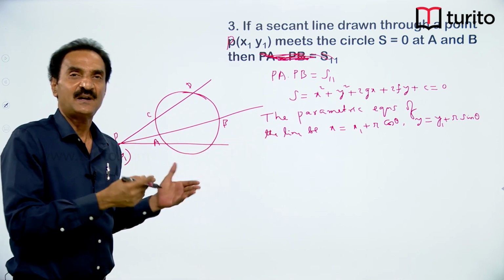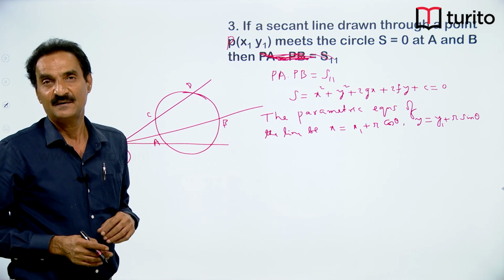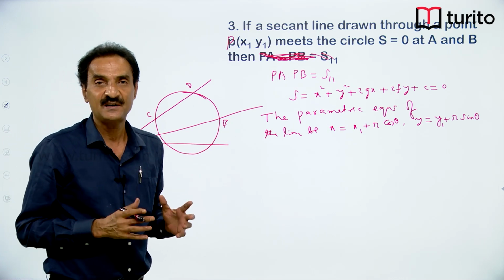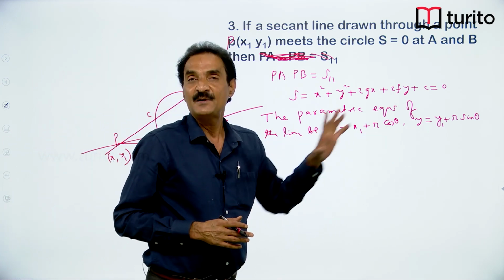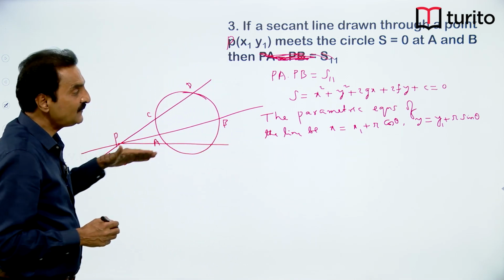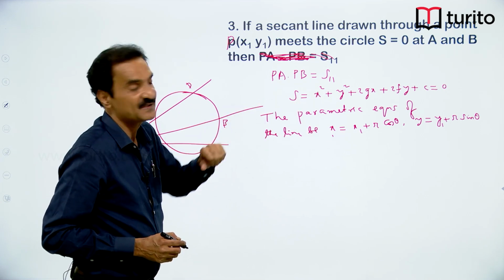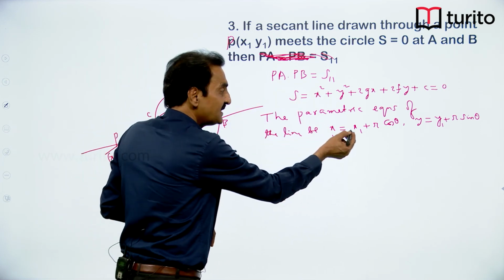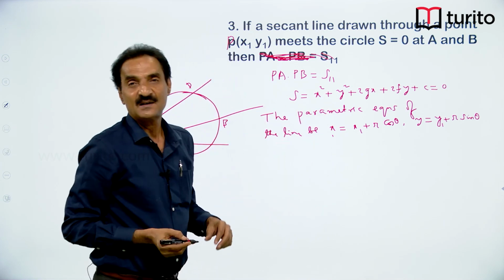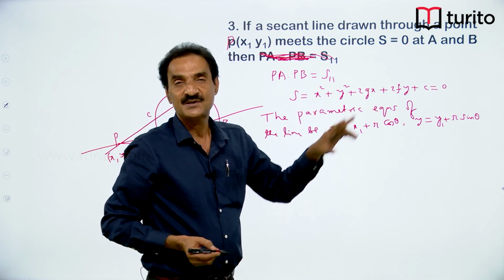Where theta is any real number. So, there theta is the parameter. In the parametric equations of a straight line, theta will be the parameter. Now, solving the equation of the line in parametric form and the equation of the circle. That means, substitute x is equal to x1 plus r cos theta, y is equal to y1 plus r sin theta in the equation of the circle.